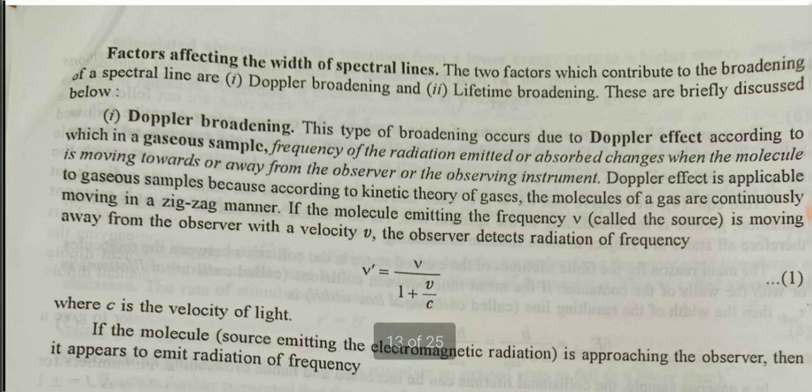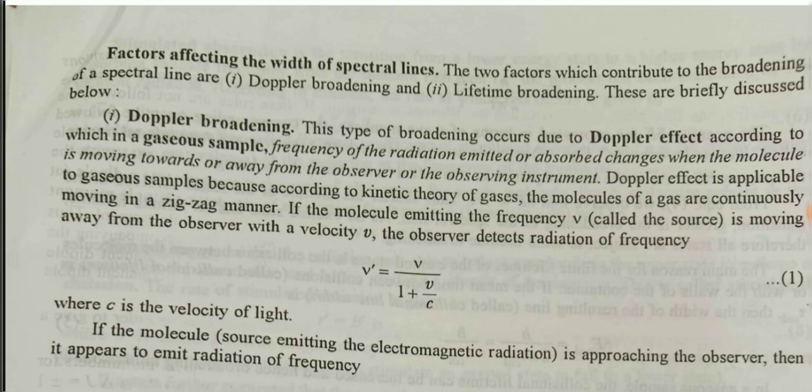Factors affecting the width of spectral lines. The two factors which contribute to the broadening of a spectral line are: first, Doppler broadening, and second, lifetime broadening. These are briefly discussed below. First, Doppler broadening. This type of broadening occurs due to Doppler effect, according to which in a gaseous sample, frequency of the radiation emitted or absorbed changes when the molecule is moving towards or away from the observer or the observing instrument. Doppler effect is applicable to gaseous samples because, according to kinetic theory of gases, the molecules of a gas are continuously moving in a zigzag manner.